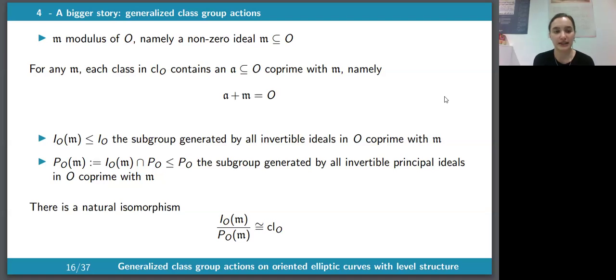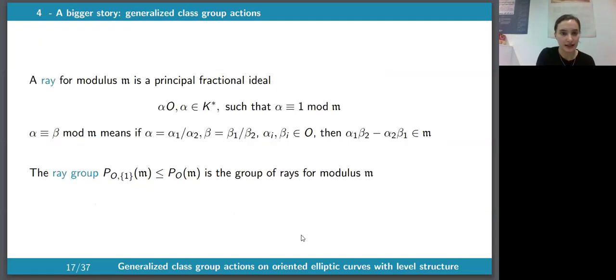Now, we can take the subgroup of the invertible ideals of O generated by those that are coprime with a fixed modulus M. We can also take the subgroup of such ideals that are also principal, and it turns out that there is a natural isomorphism between the class group of O and the quotient of such I_O(M) over P_O(M). Let's just leave this here and keep it in mind for later.